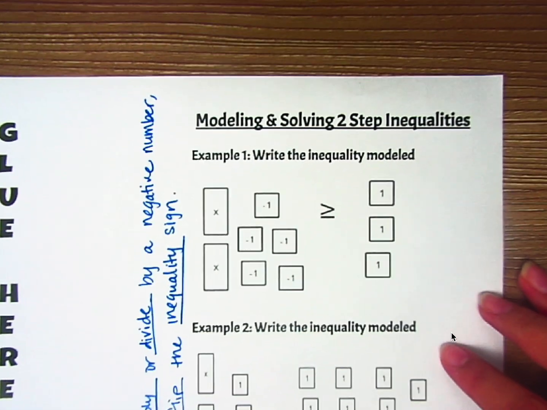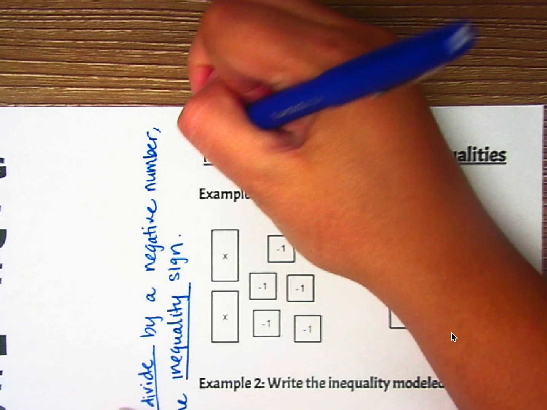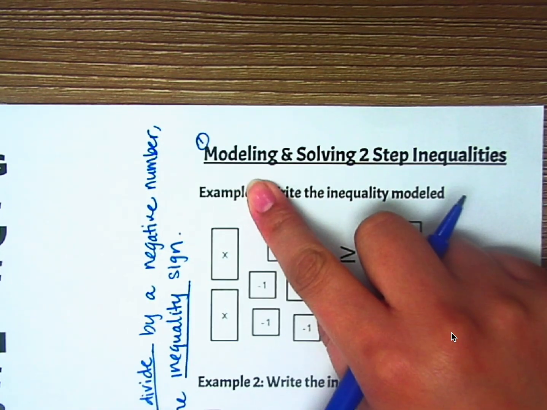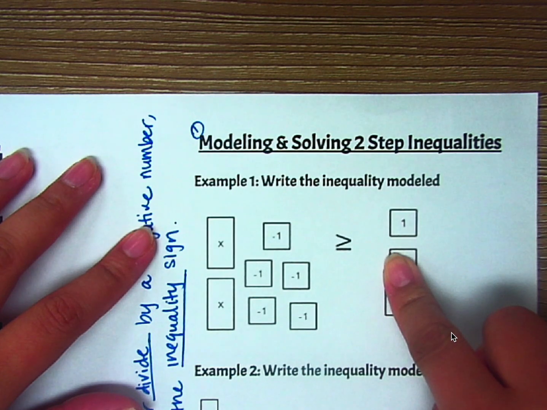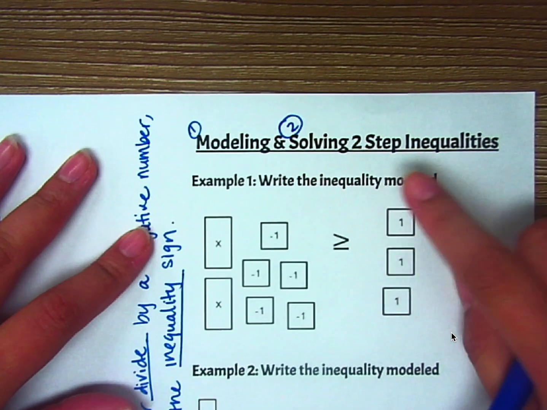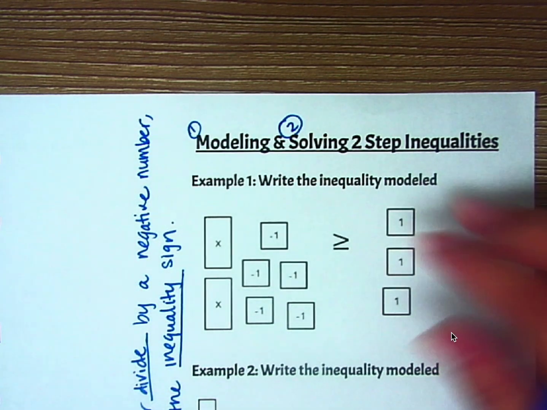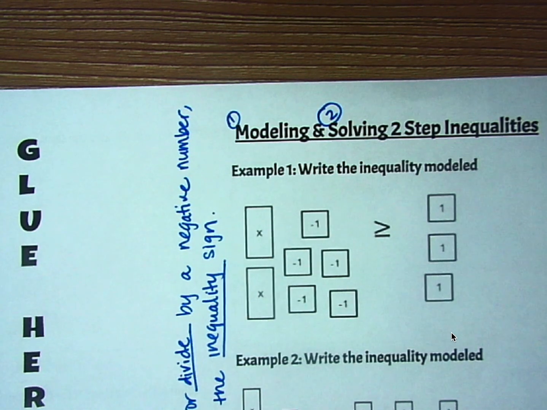So we are modeling and solving two-step inequalities. The first thing we're going to be doing is modeling. We are going to look at our picture, we're going to create an inequality. The second thing we're going to do is solve. We're going to have to solve for x. So let's go into example 1.